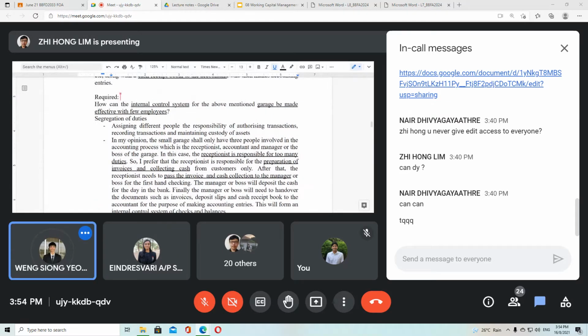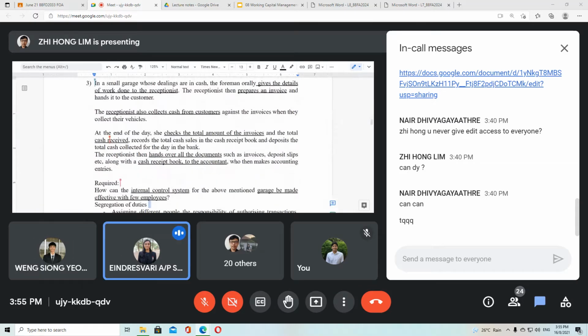The task is to help make the control system even better. No, what I mean is there are many things to do in the question. How many people are involved in the question? Three. Who are those three?